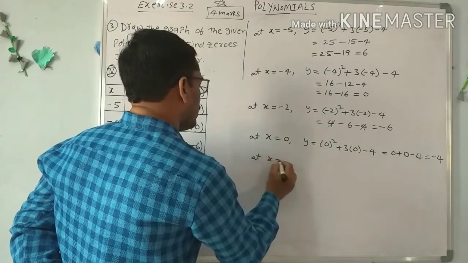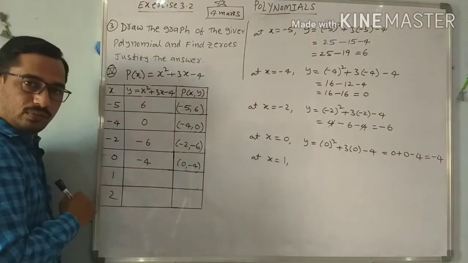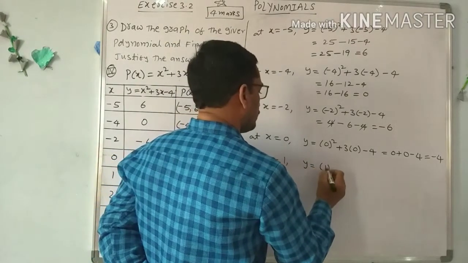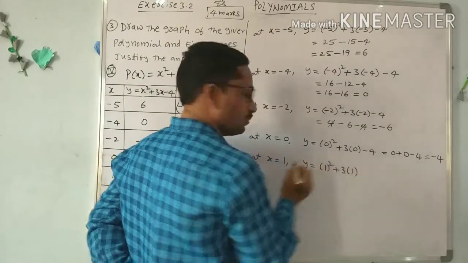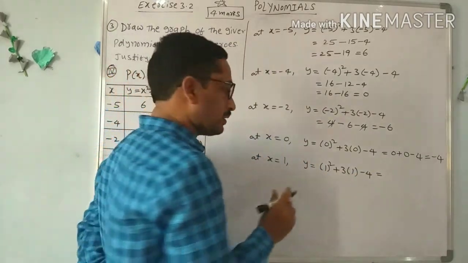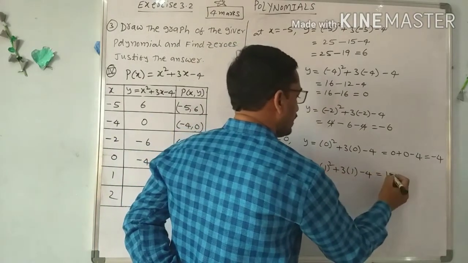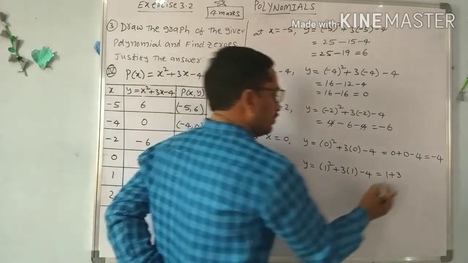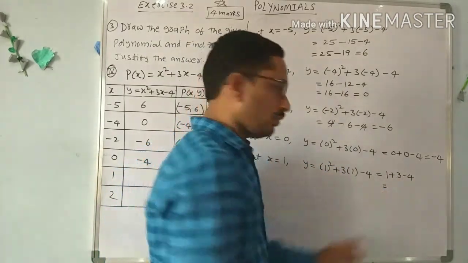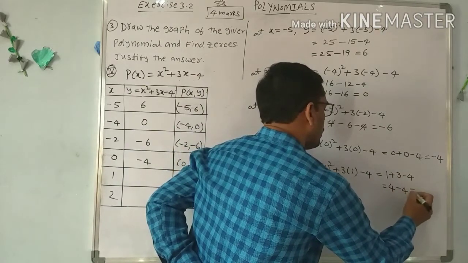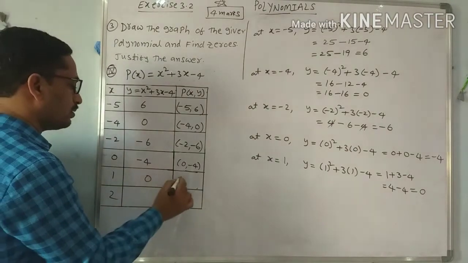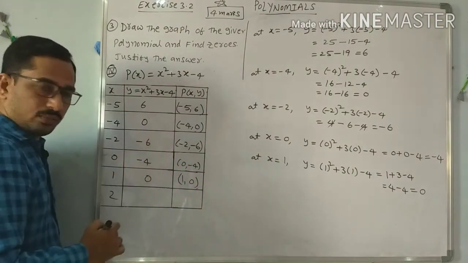Next at x equal to 1, find out y value. y equal to 1² + 3 × 1 - 4. 1 square value 1, plus 3 × 1 is 3, minus 4. Add positive terms, 1 plus 3, 4. 4 minus 4 equal to 0. So at x equal to 1, y value 0. So coordinate (1, 0).